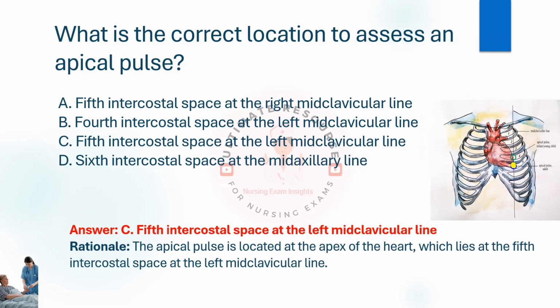The apical pulse is located at the apex of the heart, which lies at the fifth intercostal space at the left mid-clavicular line.